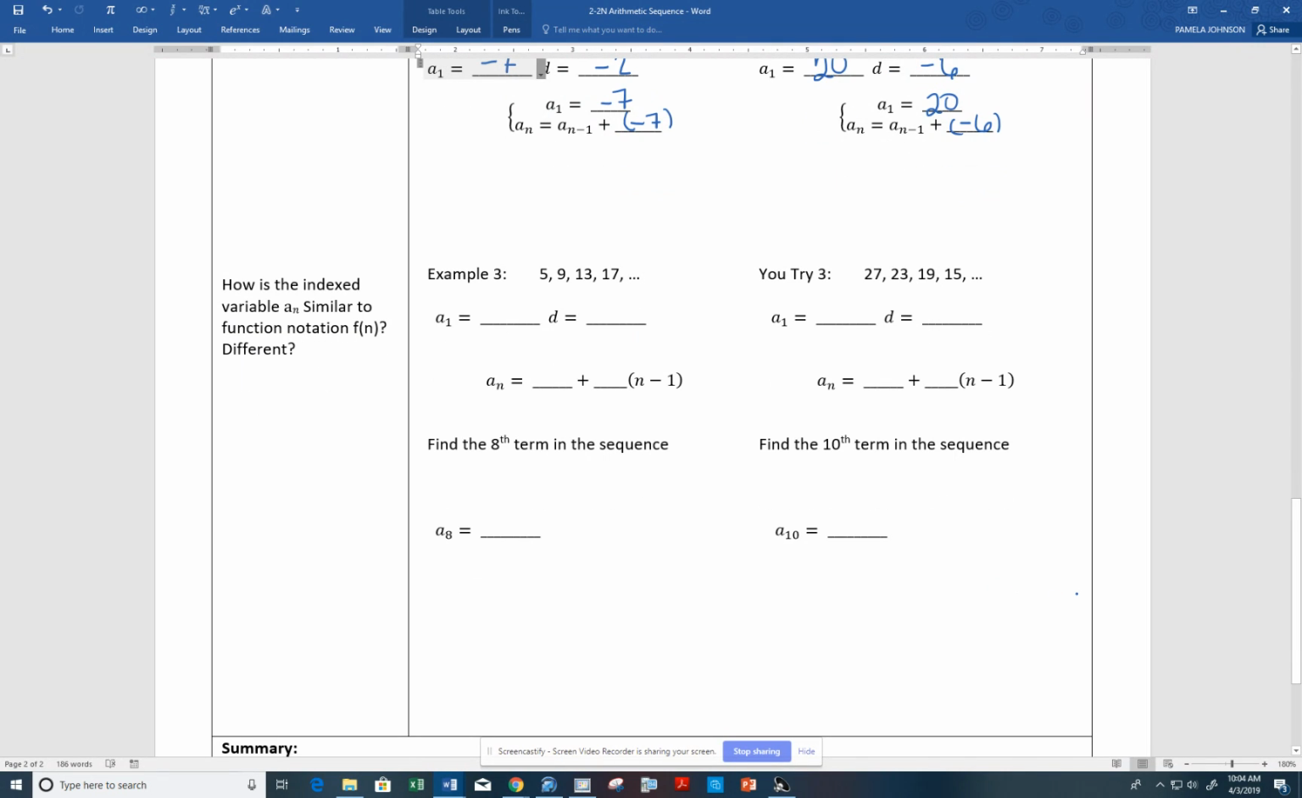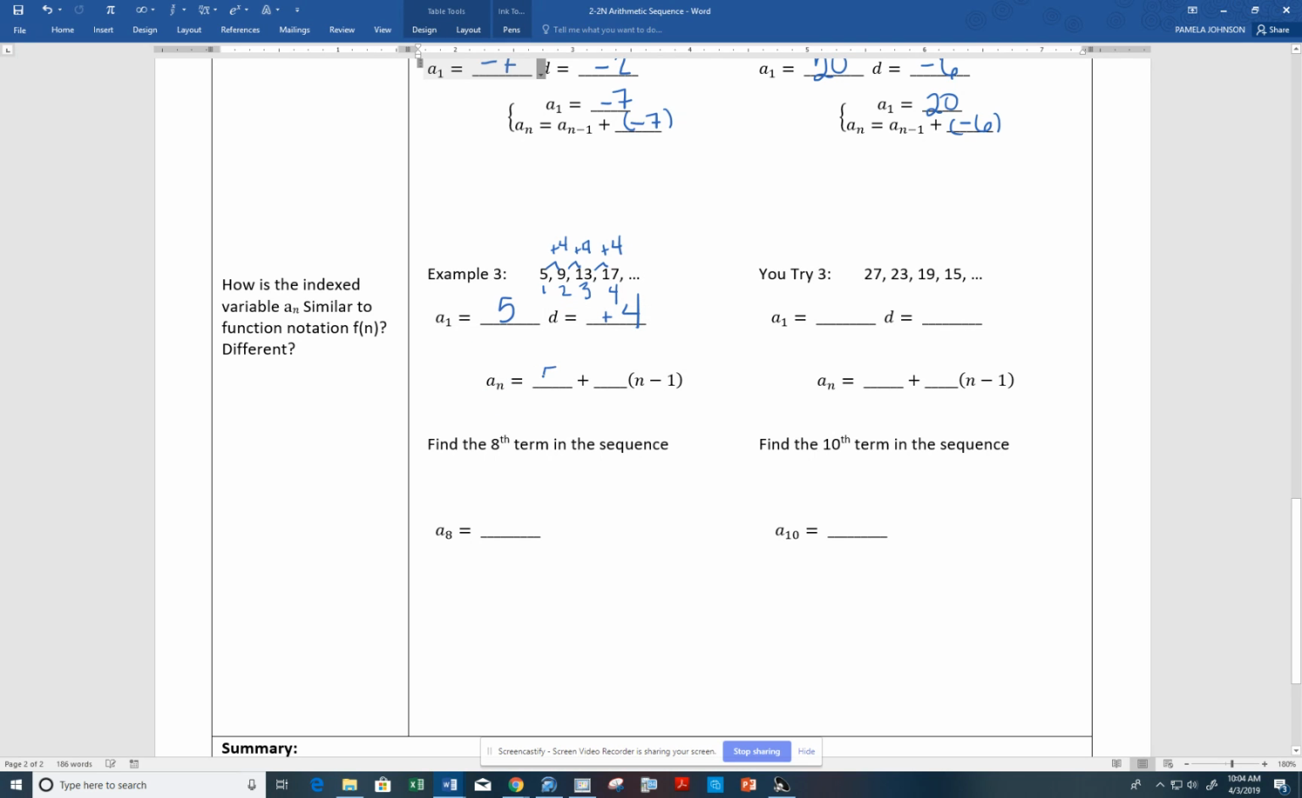Okay, our last example, example 3. It wants us to write the explicit formula, and then it wants us to find a term. It wants us to find a term further down in the sequence. Okay, so number our terms, 1, 2, 3, 4. From 5 to 9, we added 4. Then we added 4 to get to 13. Then we added 4 to get to 17. So our first term is 5. Our common difference is 4.